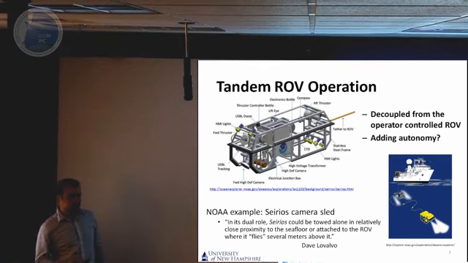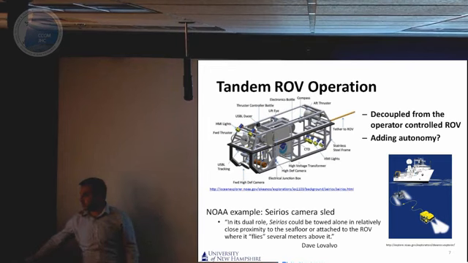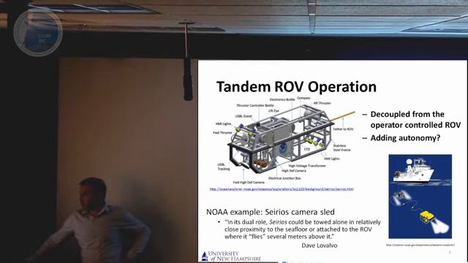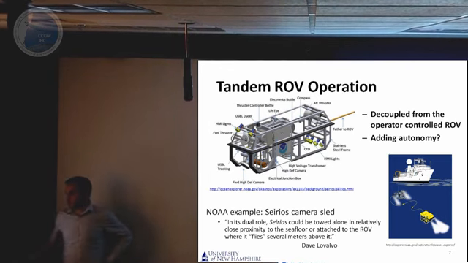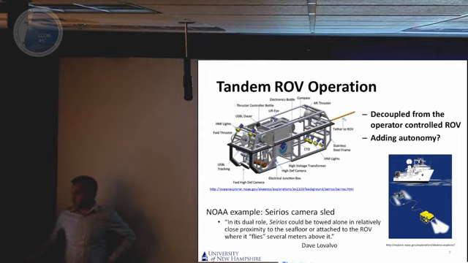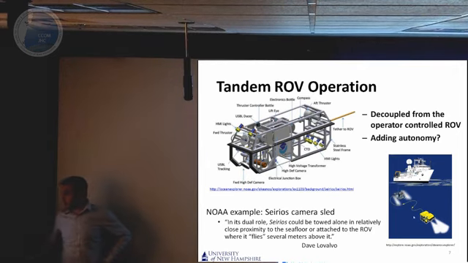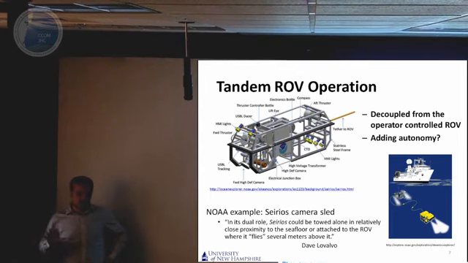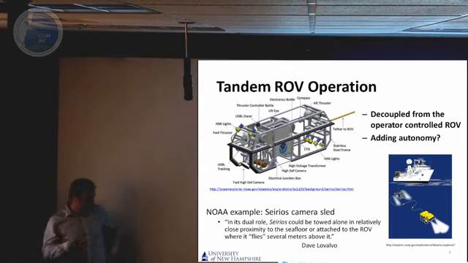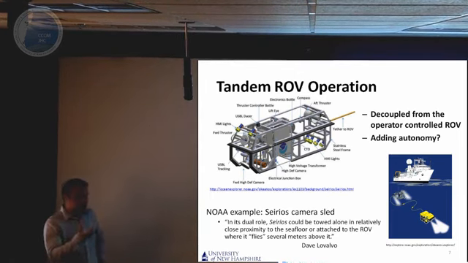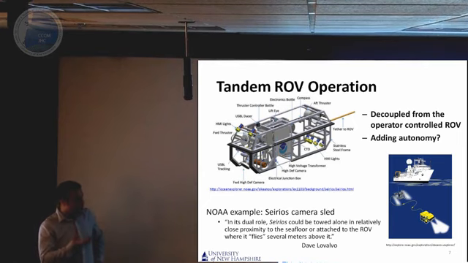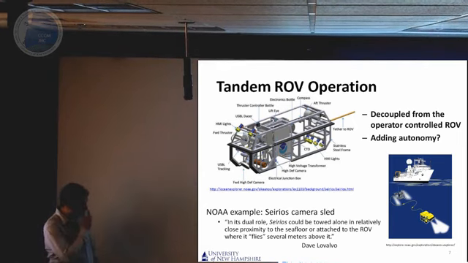So basically NOAA uses this concept. This picture shows NOAA's Sirius camera sled. Sirius has several sensors on it, such as HMI lights, USBL lights, and other stuff. And Sirius is connected to the main ROV, Hercules, the yellow one. The function of Sirius is that it illuminates the area that the main ROV is working on. So it's decoupled from the operator-controlled ROV, but it's also controlled by another pilot on the ship.